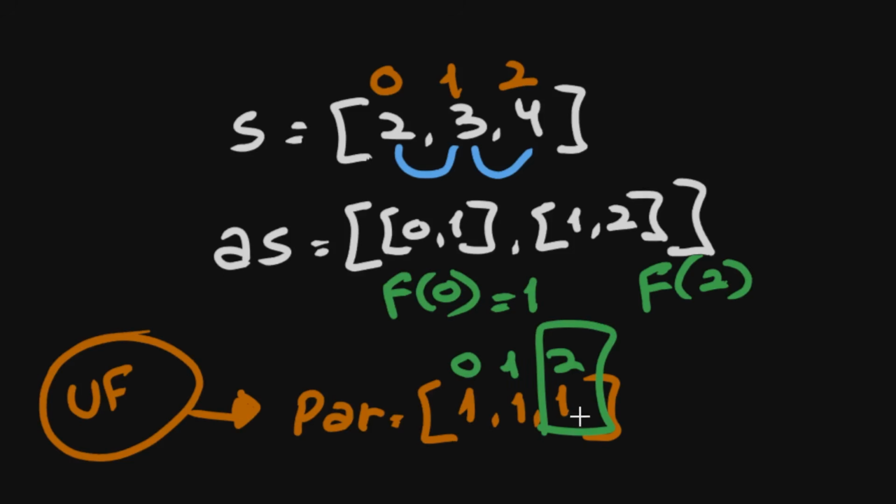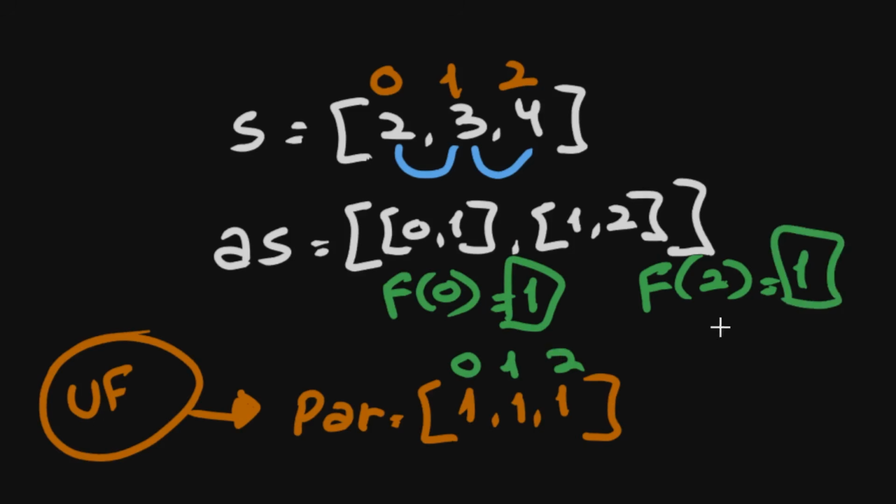Given that these two numbers are different, we need to call find again using 1 as the target. So next we go to parent at index 1, and here we have 1. Given that these two numbers are equal, the result of this call is 1. And given that these two numbers are equal, this means that these two indices belong to the same component.